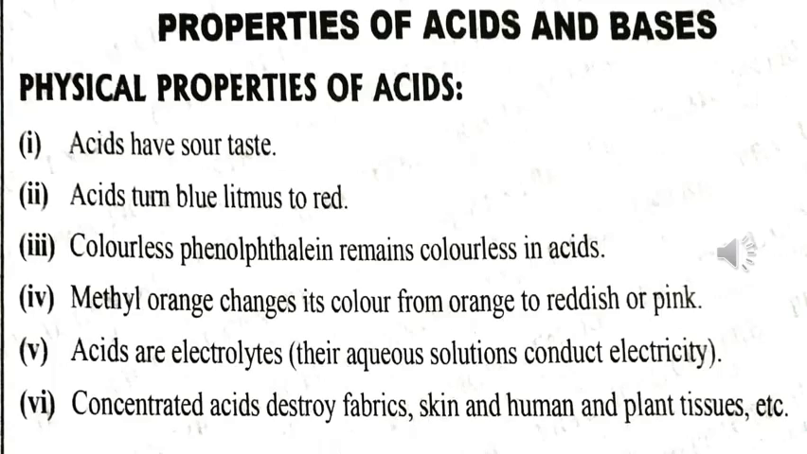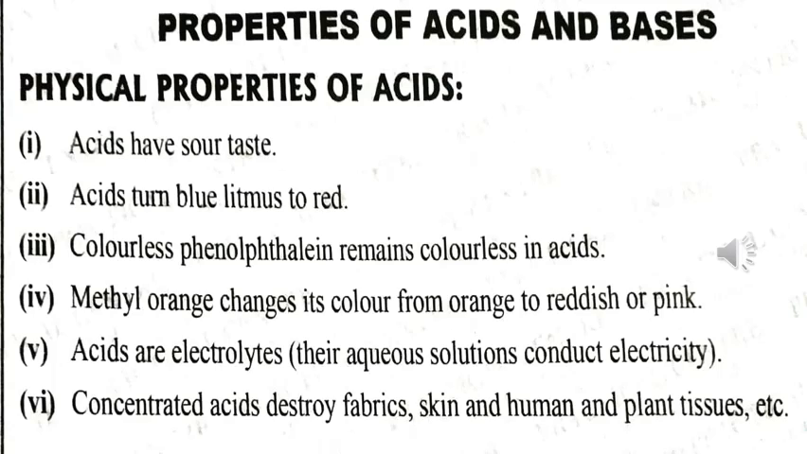Now here are some physical properties of acids. Number 1, acids have a sour taste. Vinegar gives the taste of acetic acid, and lemons and other citrus fruits contain citric acid. Number 2, acids turn blue litmus to red. Number 3, colorless phenolphthalein remains colorless in acids. Number 4, methyl orange changes its color from orange to reddish or pink.